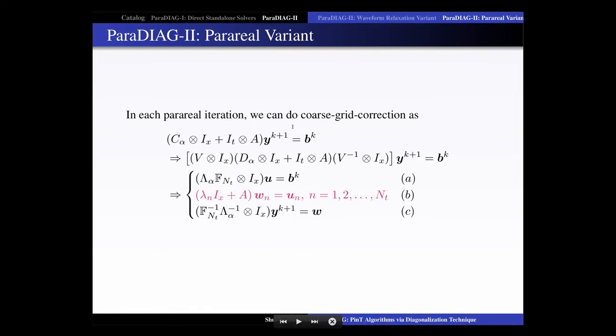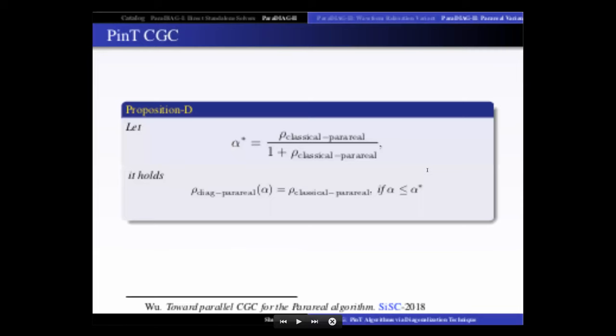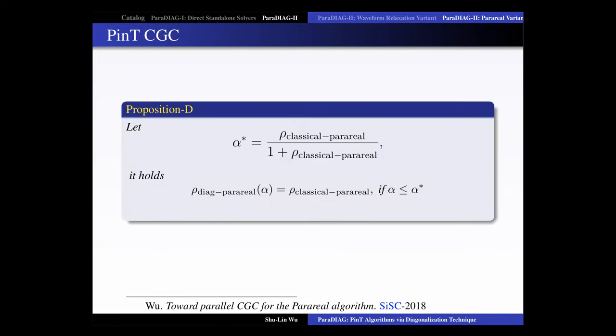So we can do the coarse-grid correction by the three steps of the diagonalization technique. So this is a theoretical result. There is a threshold alpha star, and if the parameter alpha is less than alpha star, the convergence factor of the diagonalization-based parareal equals the convergence factor of the classical parareal. It means we can do the coarse-grid correction parallel in time, but with no loss of the convergence rate. The convergence rate will not be affected if we choose a suitable parameter alpha.